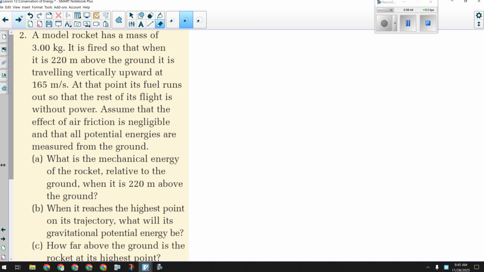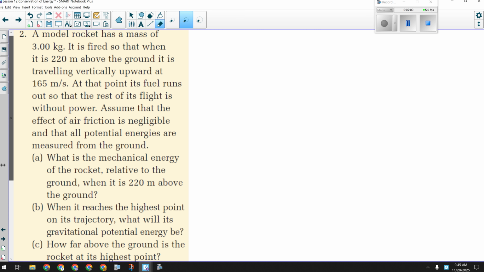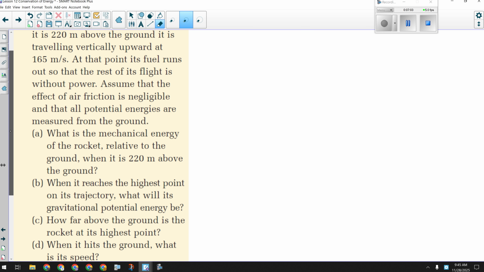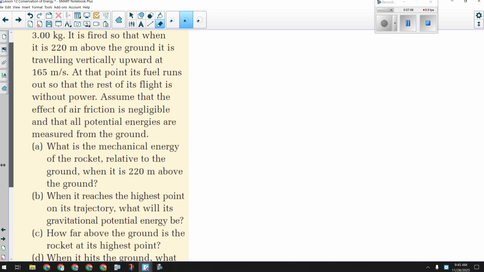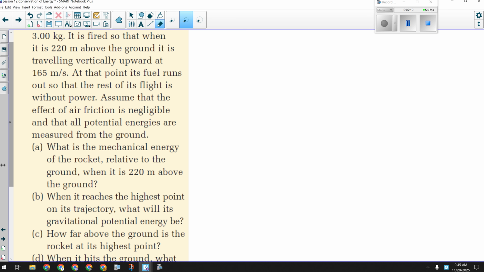So knowing that, it says assume that the effect of air friction is negligible and all potential energies are measured from the ground. What's the mechanical energy of the rocket? When it reaches the highest point, what will its gravitational potential energy be? How far above the ground is the rocket at its highest point? And when it hits the ground, how fast will it be going? I'll give you a few minutes to work on those and then we'll go through them together. Rest assured, they're all conservation of energy questions. They're just asking you to do different things with the concept.